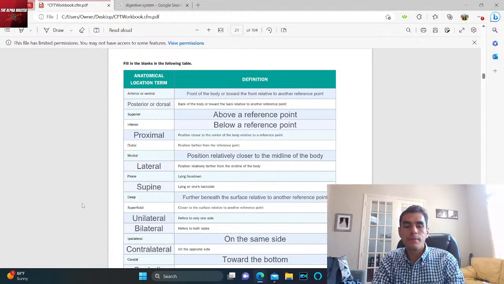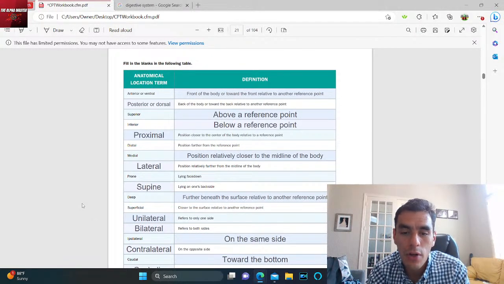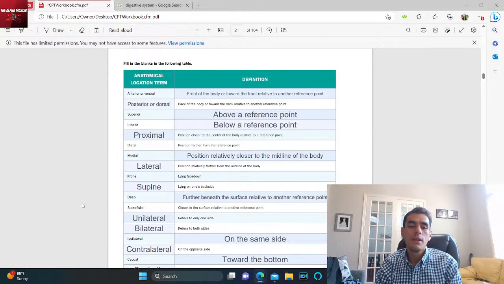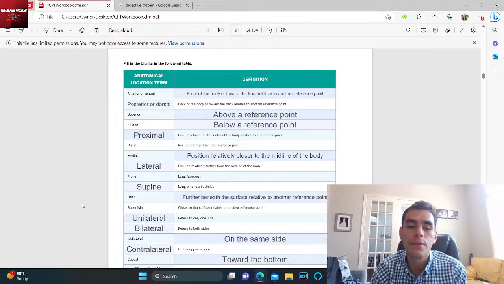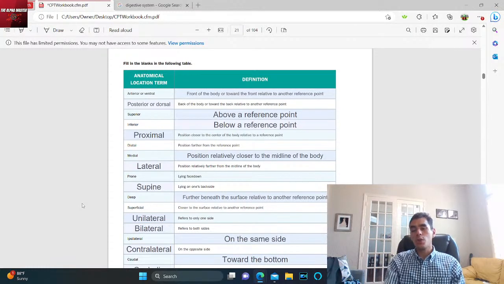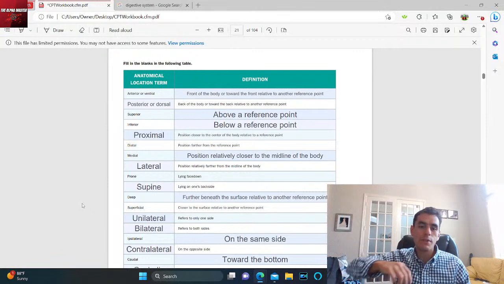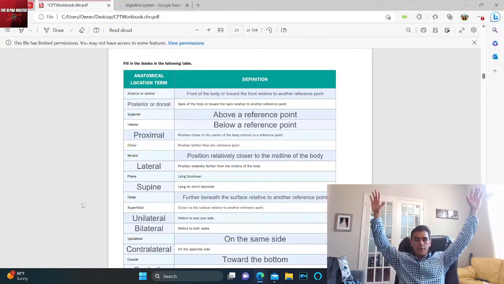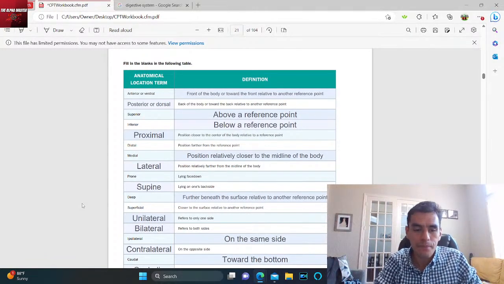Now, deep is further beneath the surface relative to another reference point, and superficial is closer to the surface relative to another reference point. Unilateral refers to only one side, like my right arm. Bilateral refers to both sides, right and left arms. Unilateral one side, bilateral both sides.